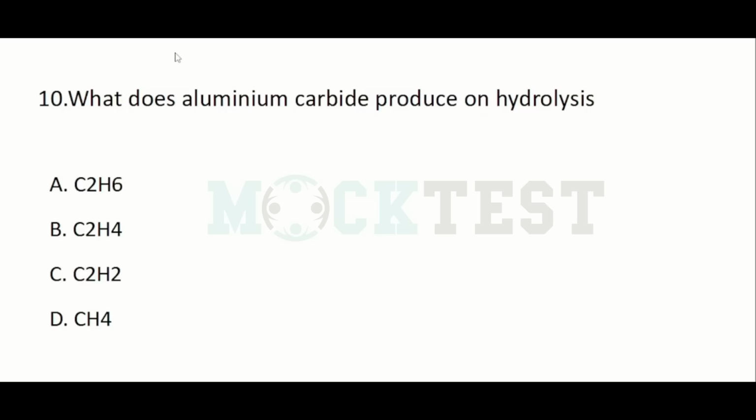What does aluminum carbide produce on hydrolysis? Option A C2H6, option B C2H4, option C C2H2, option D CH4. Answer is option D CH4.